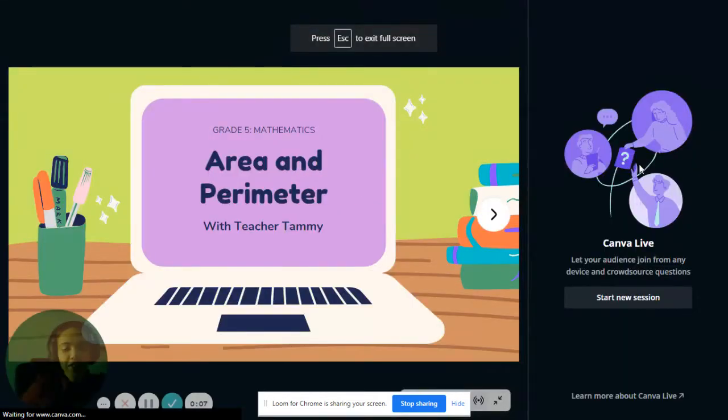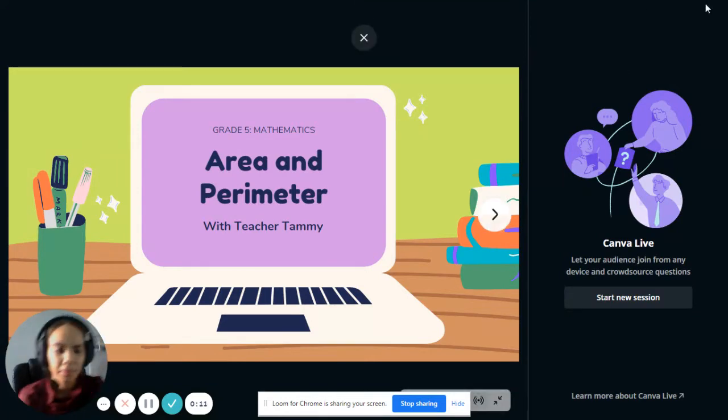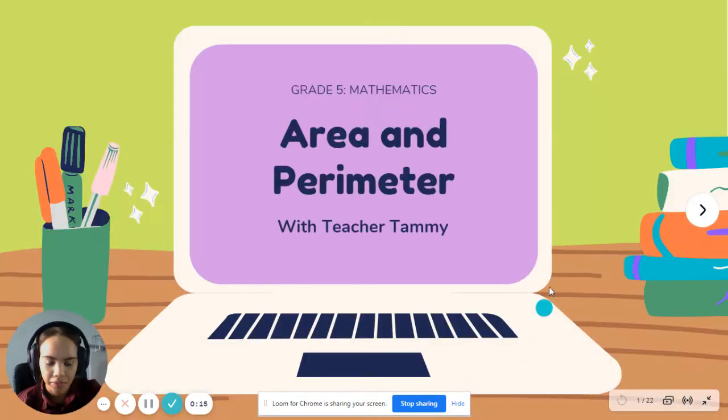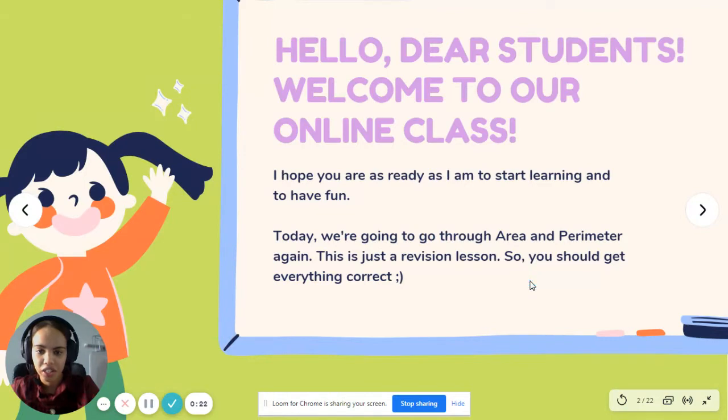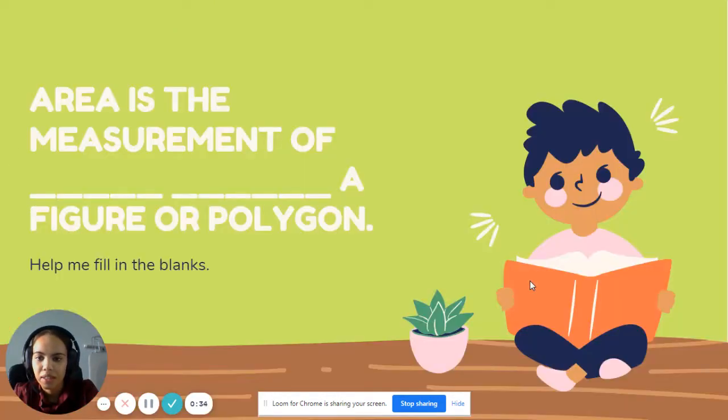We're going to be covering area and perimeter. These are very simple concepts, so let's go through it very quickly because I know you know it already. Again, this is just a revision lesson. We're just going to go through it once or twice. We're going to go on to volume in the next video, and we'll also cover what we spoke about today. So let's go through this.